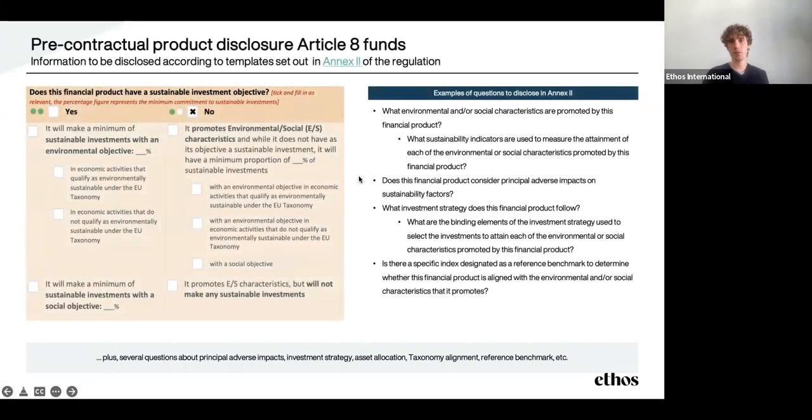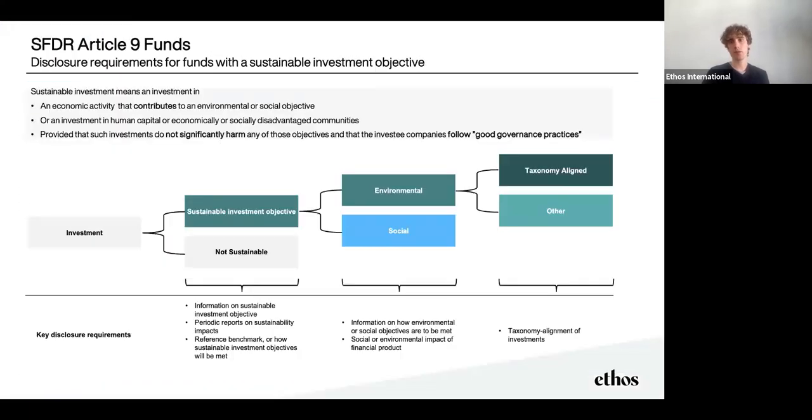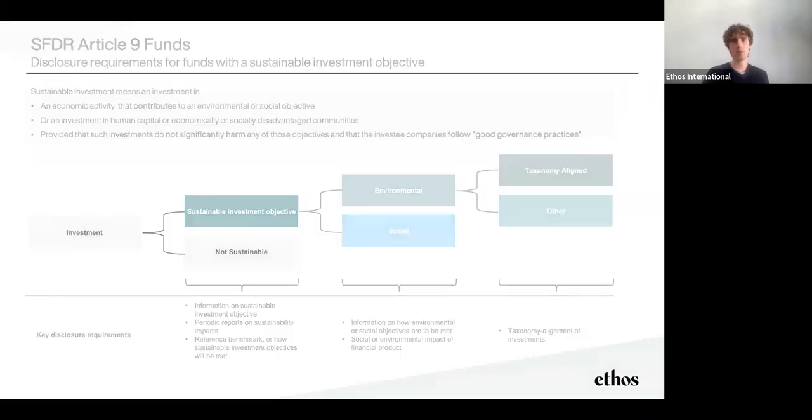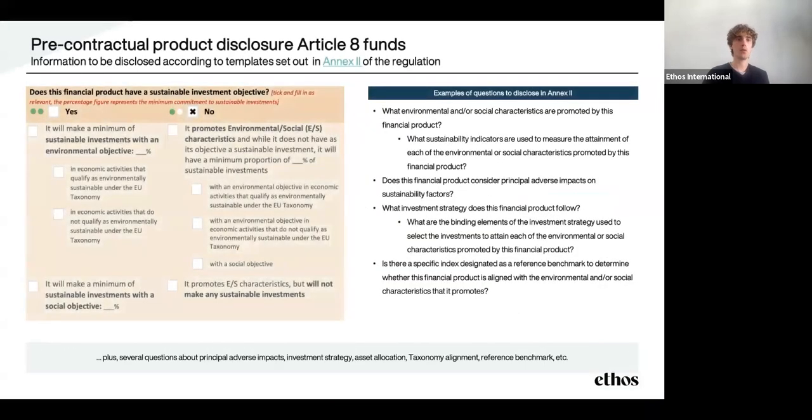Here is an example of a template for how you would report if you are an Article 8 fund. So this is going back to those decision trees that we looked at earlier, but just expressed in a different way. Does this financial product have a sustainable investment objective? So let's hypothesize here that the Article 8 fund that you're setting up does not have a sustainable investment objective, but it does promote certain environmental and social characteristics.